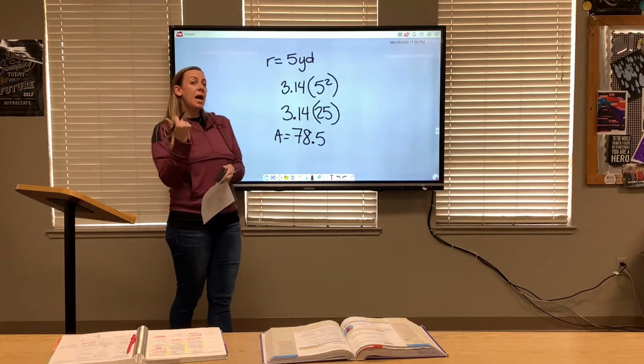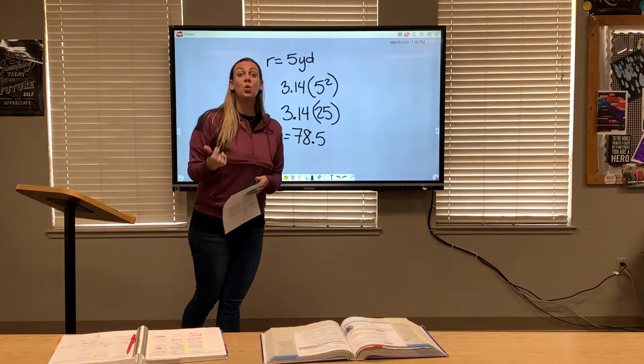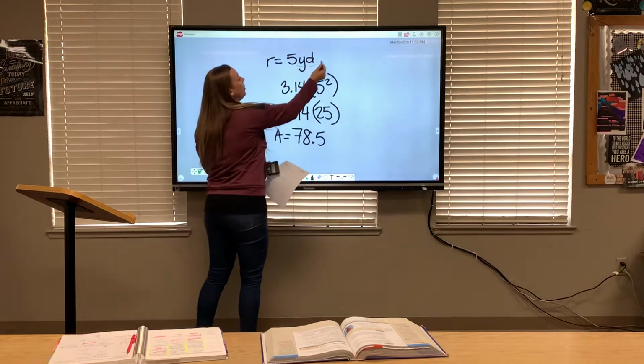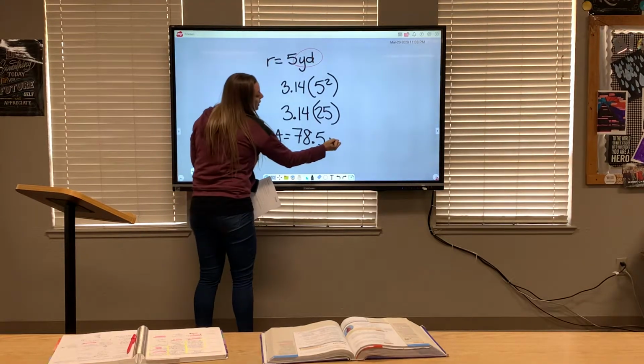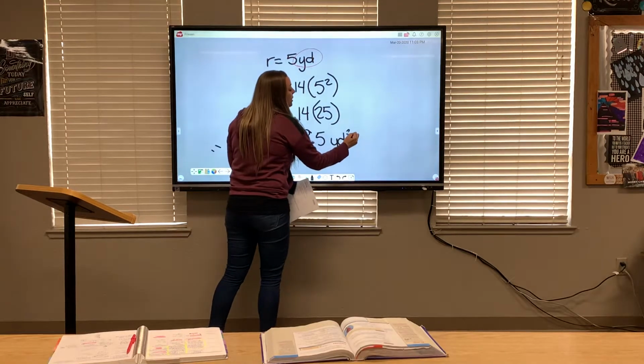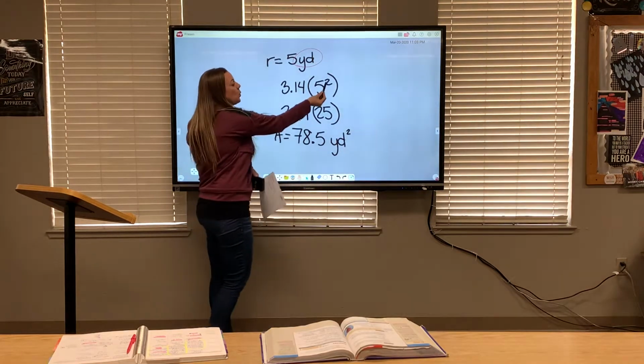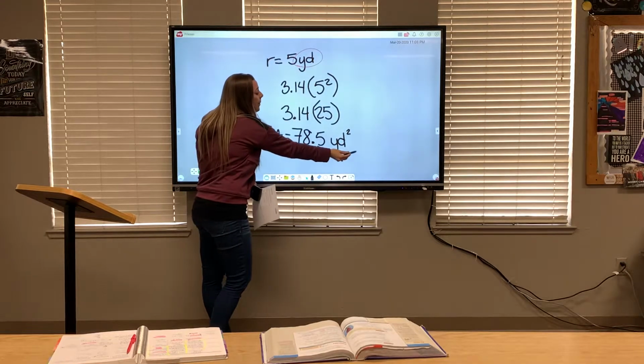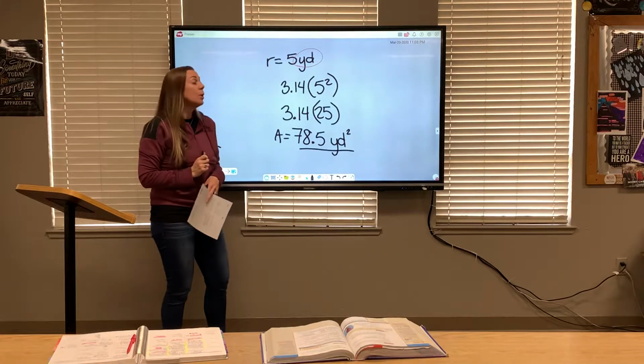Now it is area, so it has to be squared. So I'm gonna look back at my label of yards. I'm going to plug that in here. So it's 78.5 yards, and it's yards squared. So just like we squared the radius here, my label is gonna be squared as well, okay?